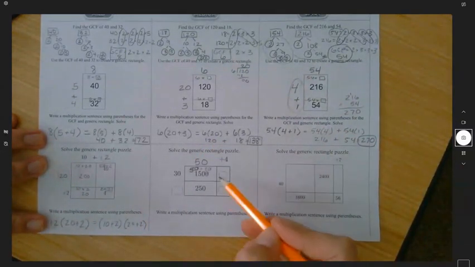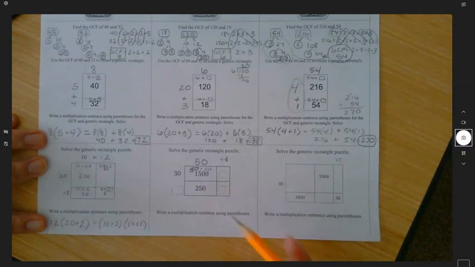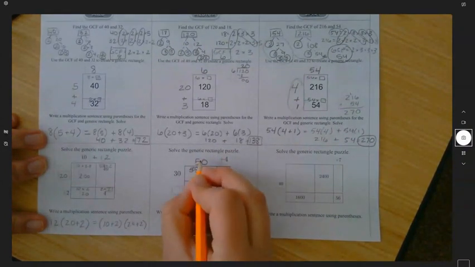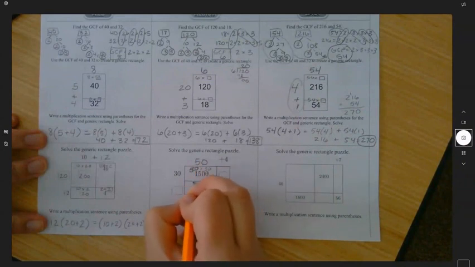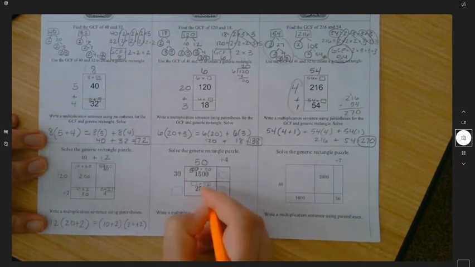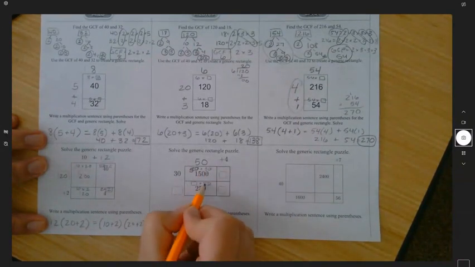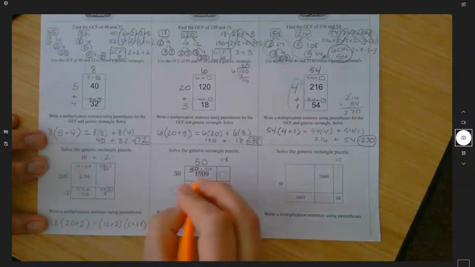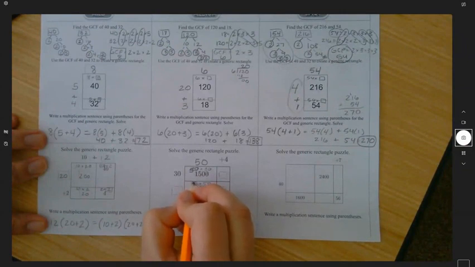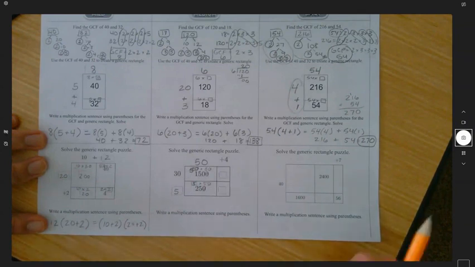Then I could use this number and this number. So we would have what times 50 would equal 250. I have my zeros here, so I'm going to cross them off. And then I asked myself, 5 times what equals 25, which is 5. So my missing number here is 5.